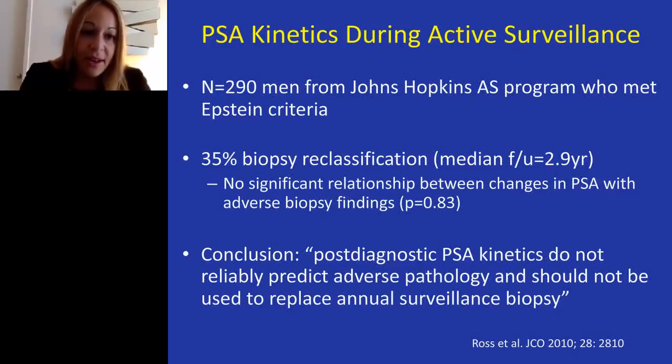So here's the issues. As I mentioned, we do use PSA as a way to monitor patients during active surveillance. The problem is that changes in PSA during the course of surveillance are not totally reliable. We did a study at Johns Hopkins looking at men there on active surveillance, and overall at 3 years, 35% of them had biopsy reclassification, meaning the biopsies showed higher grade cancer or more cancer. But the problem is there was no relationship between the changes in PSA with the bad biopsy findings. So we concluded actually that just looking at trends in PSA is not actually reliable enough as a predictor of who has progression during active surveillance for prostate cancer. So biopsies really are necessary in order to check on the cancer.